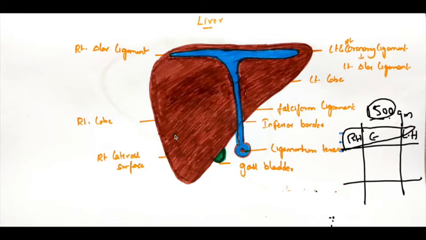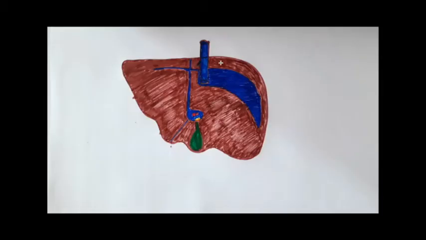And then it comprises surfaces. This is the anterior surface, and then the right lateral surface. See, this right side has the right lateral surface. Above, this anterior surface continues as the superior surface, and then this is the posterior surface, and this is the inferior surface.